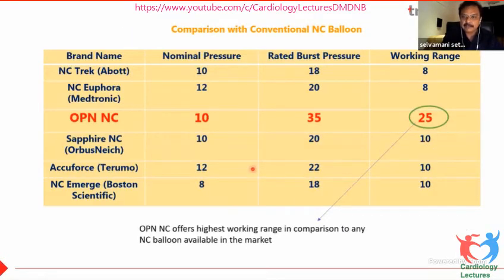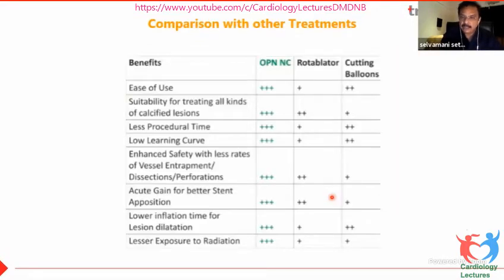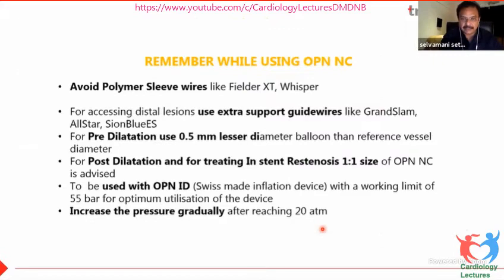This is the comparison with other balloons, where here the working range itself is 25, and can go up to 40, 45. Most of the other balloons, we know that RBP is somewhere around 18 or 16, depending on the company. And one advantage when you compare with Rota is it's a very short learning curve. Anybody who can take a balloon can use this balloon very easily. And remember, you avoid polymer sleeve wires like Fielder FC or Whisper when you are using OPN NC. Better to use extra support wires like Grand Slam.